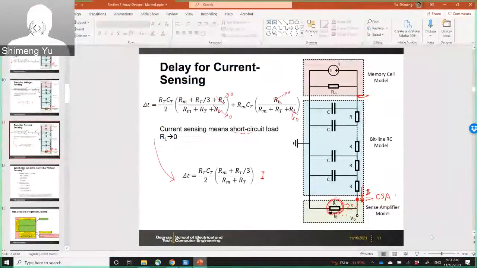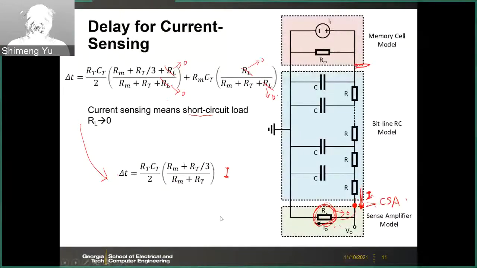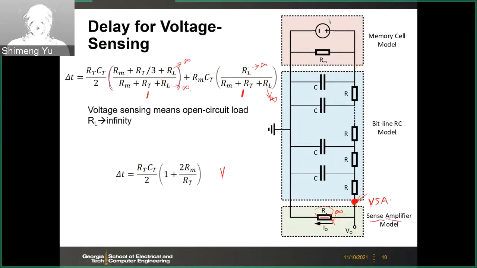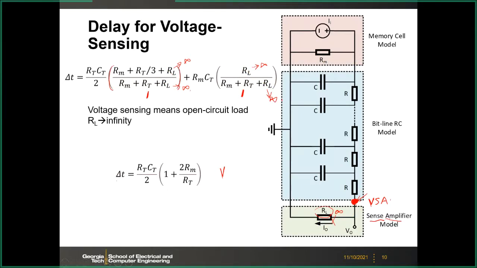Alright, so first of all, let's have a clarification for the last lecture. So we said that the equation for the current sensing delay should be this one. If you do the approximation, make the RL approach 0, then you will get the following equation. So this should be the correct one. This is different from the voltage mode. So this is just a clarification for the last lecture.